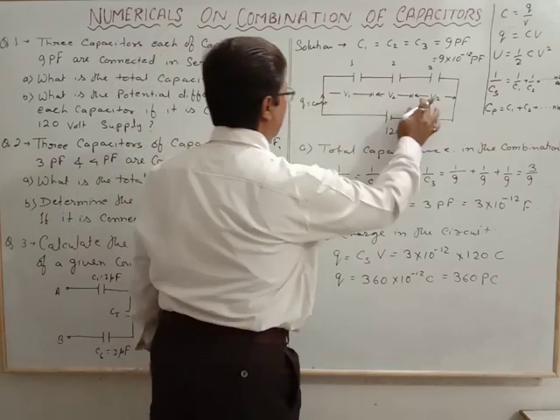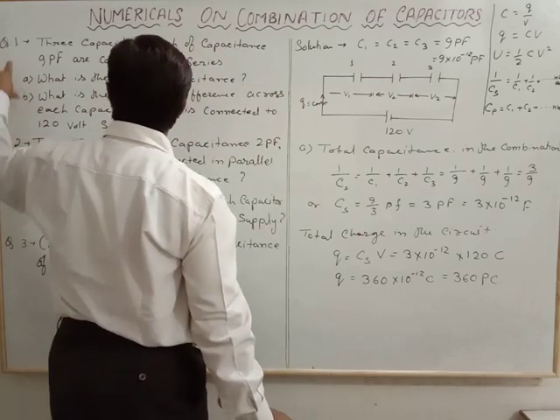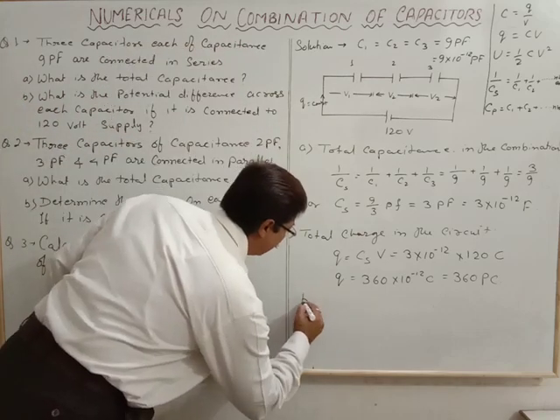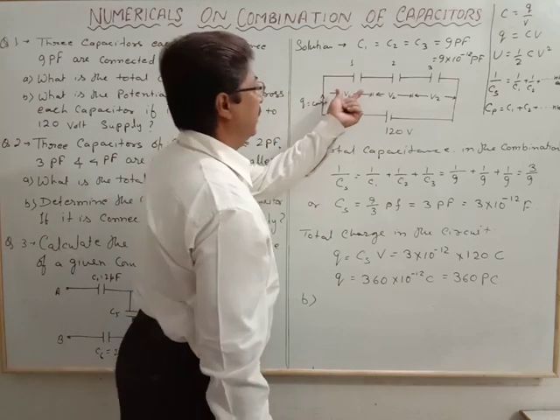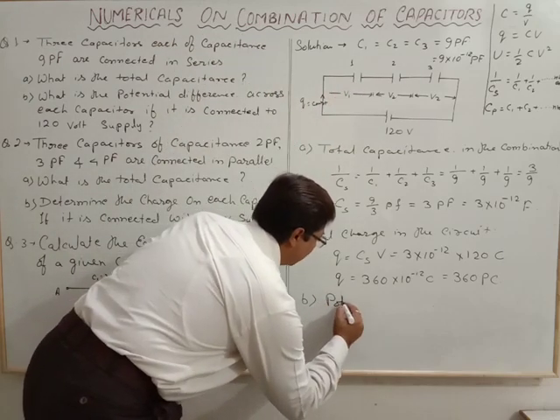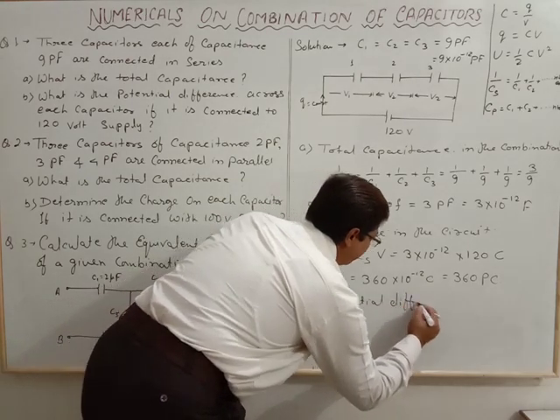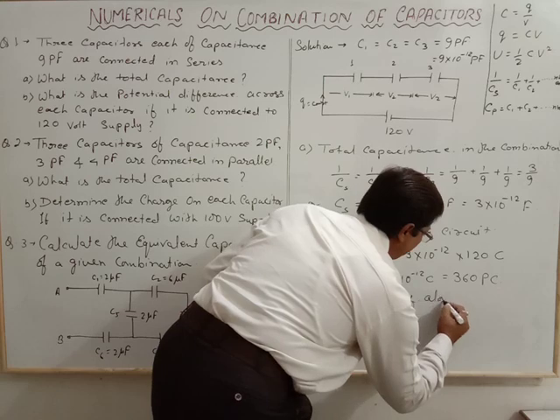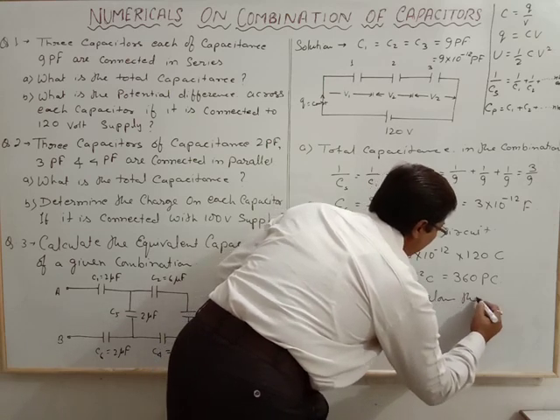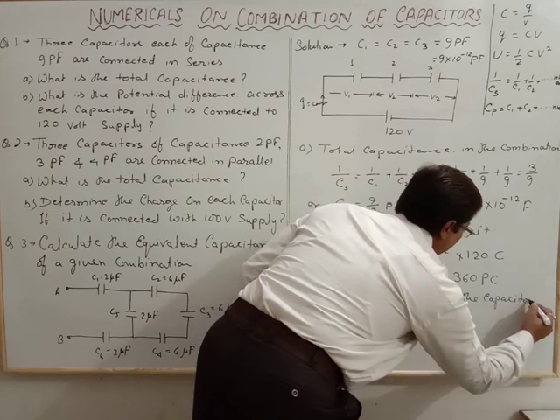Now we will calculate the second part of question number 1, that is B, the potential difference along the capacitor C1.